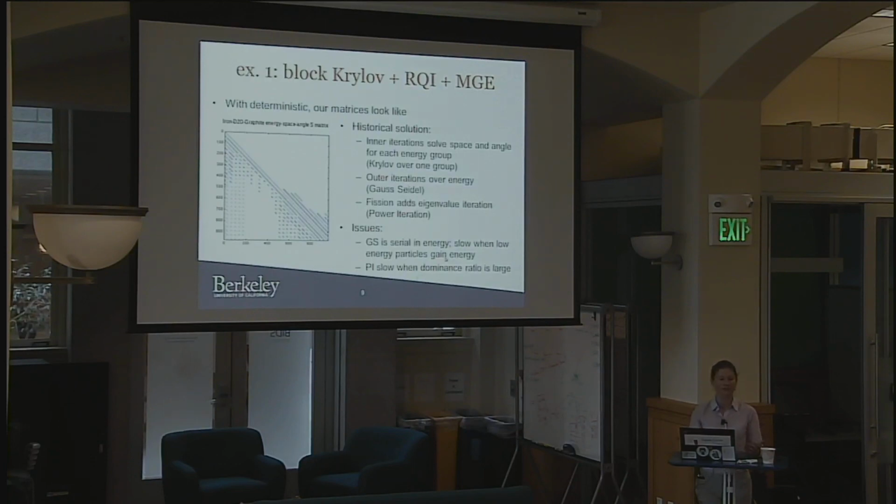So when we have a lot of upscattering, it gets slow. And when we have a high dominance ratio in our matrix, power iteration is also really slow. So two of our fundamental solvers can be very slow. Oh, and I didn't mention, historically, in one energy group, we usually use a Krylov solver these days.